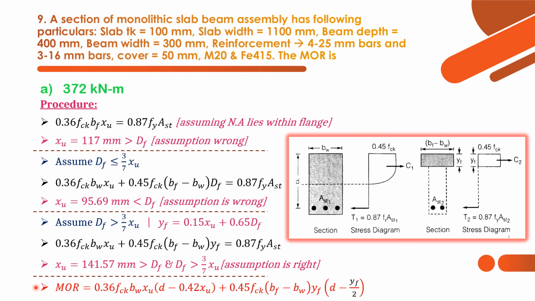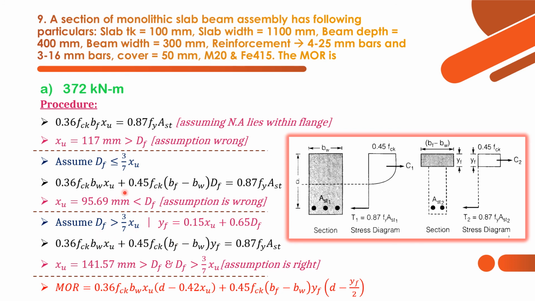That is nothing but 0.36 into fck into bw xu into d minus 0.42 xu plus 0.45 fck into bf minus bw yf into d minus yf by 2. This is simply nothing but the relation followed here. The relation here, that is 0.36, are the parameters here. Simply drop it here and multiply this with the lever arm distance, and again this value here, 0.45 fck into bf minus bw yf into the lever arm distance, is d minus yf by 2. So we can get the answer for moment of resistance in case of this step.